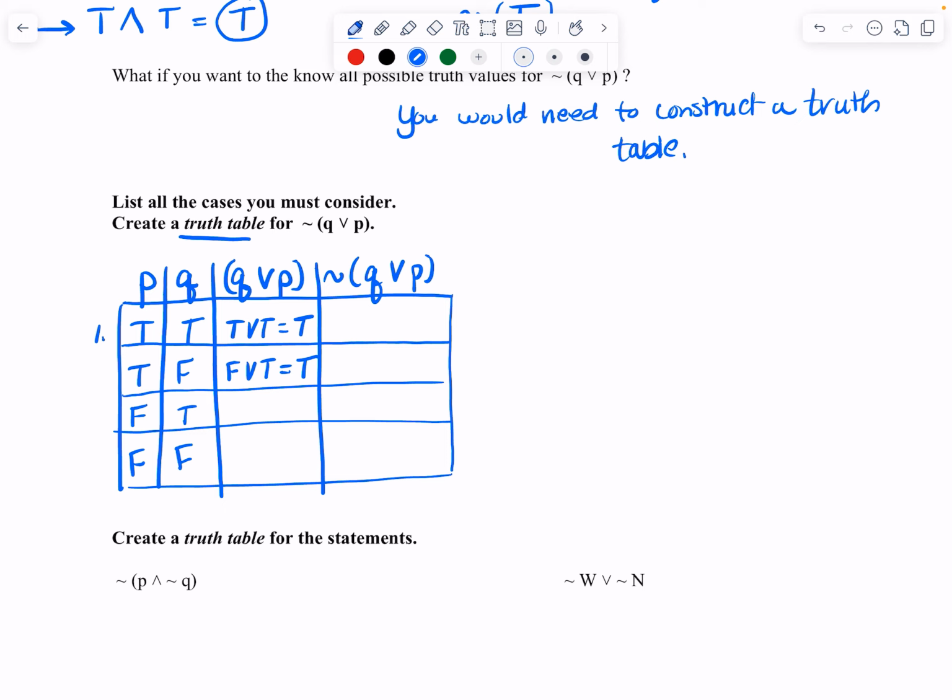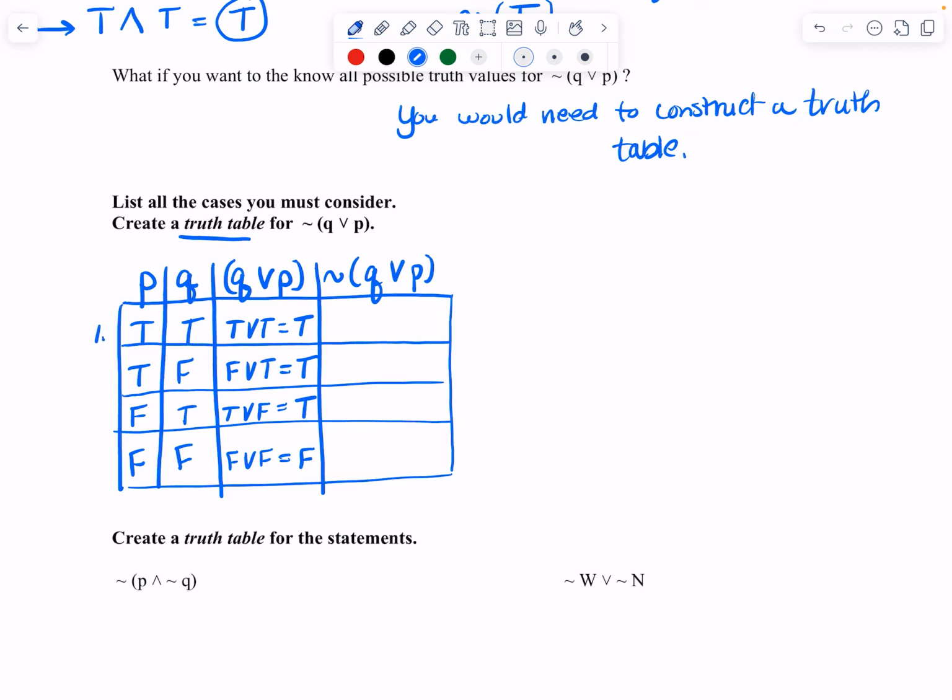All right, Q or P. So Q is true, or P is false. Again, the result is true. And finally, Q is false, or P is false. The result is false. This is the only time with an or that it's false.